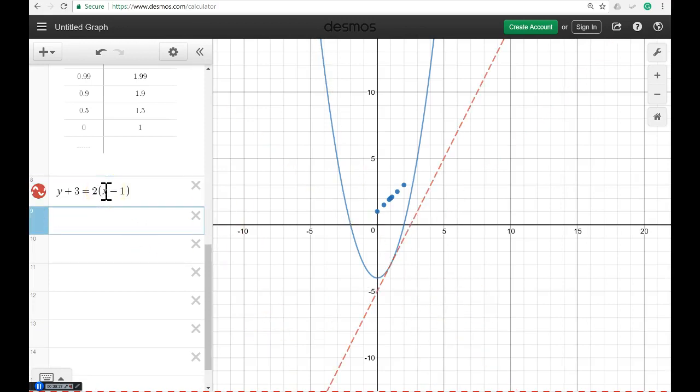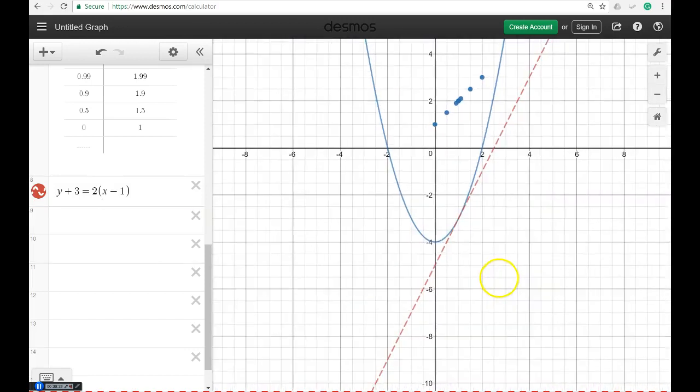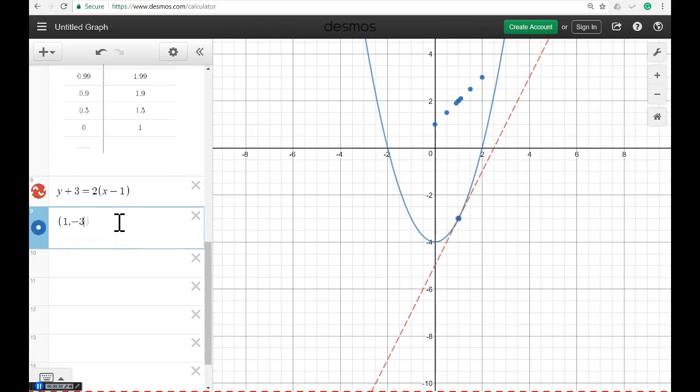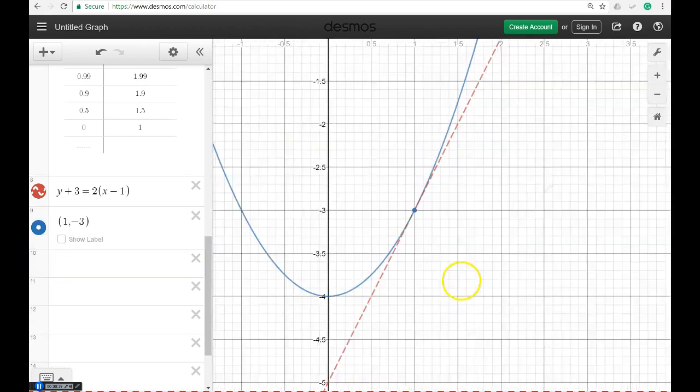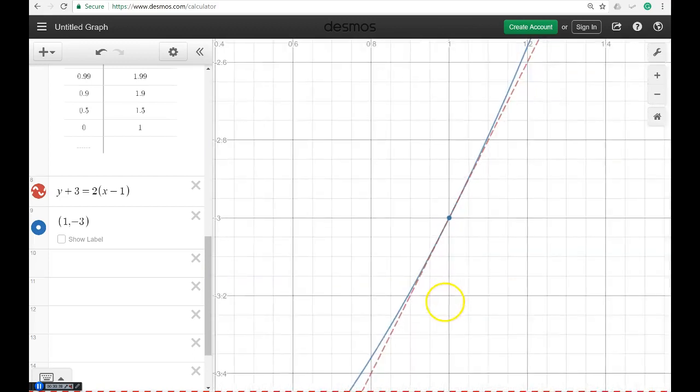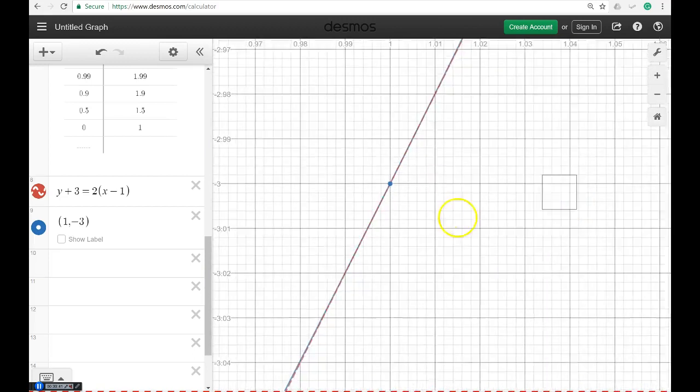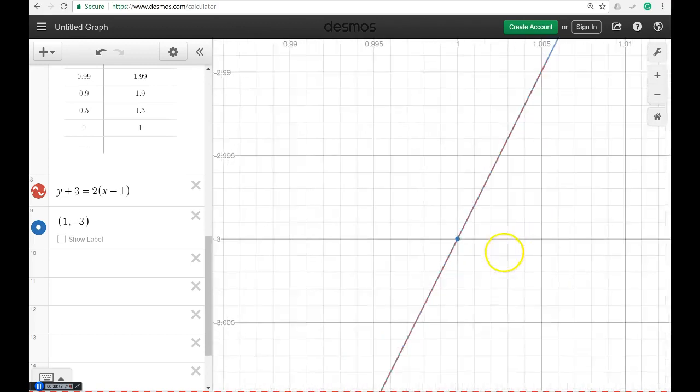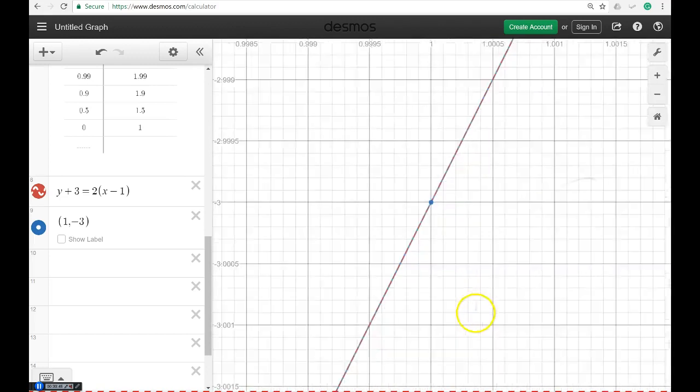Now, one thing that's pretty cool that I want to point out here is that when you have a tangent line, so I'm going to do my point here, 1, -3, just so I have a point there. If you were to keep zooming in and zooming in on this point, you'll notice something interesting happening. What are you guys noticing?